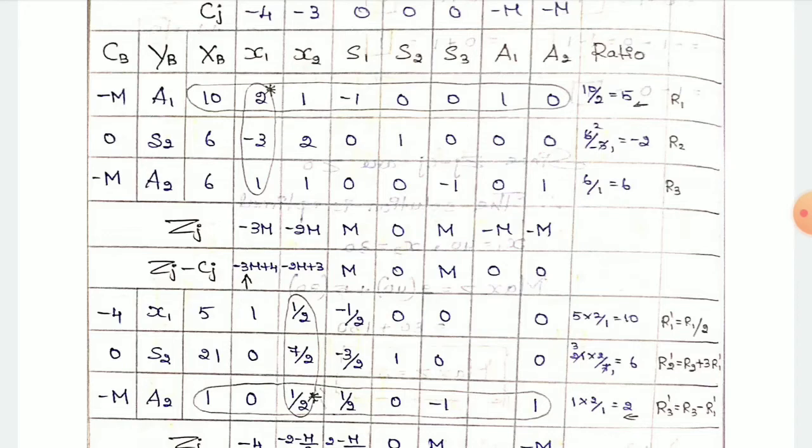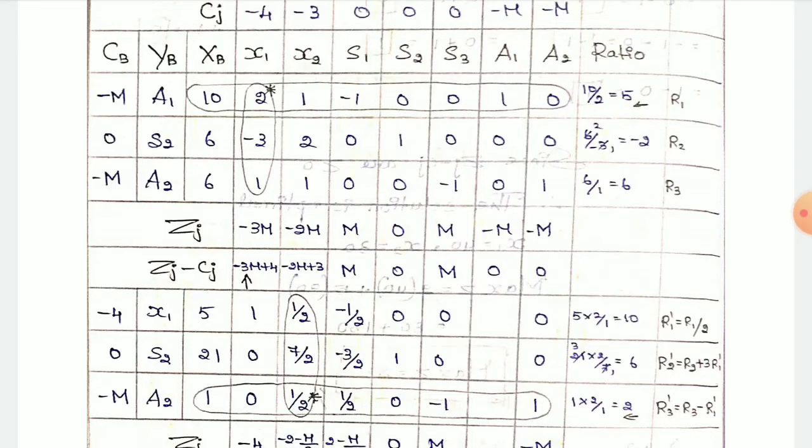The next thing you have to go with is the R2 dash value. For R2 dash you have to use R2 as well as R1 dash. Here minus 3 is your coefficient in the key column, so the formula will be plus 3. So R2 dash is equal to R2 plus 3 times R1 dash. So here you have to write 21, 0. So you have to go with the calculation: 21, 0, 7 by 2, minus 3 by 2, 1, 0, 0.